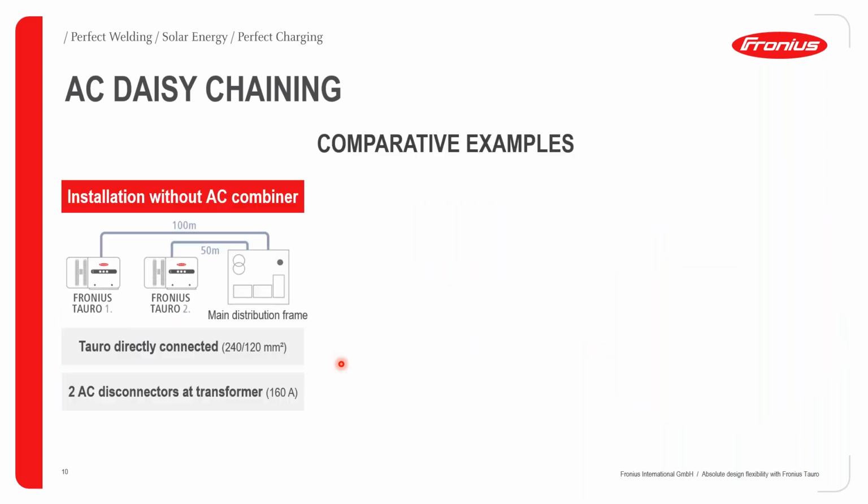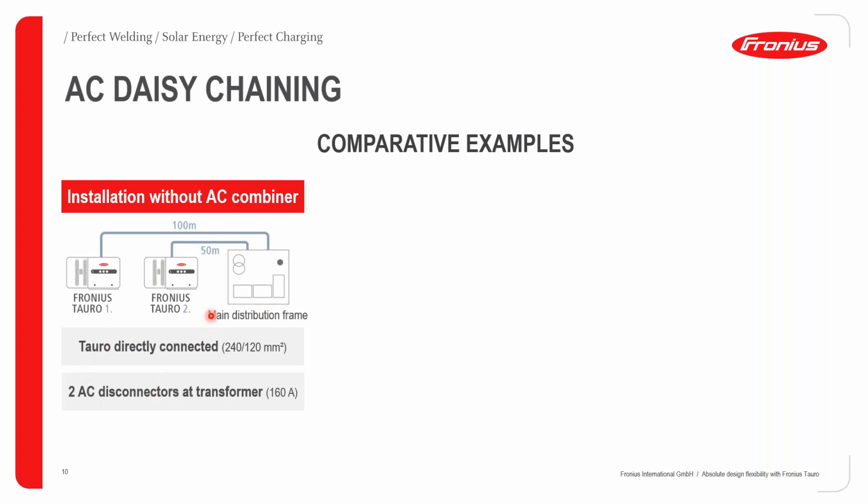Yeah, a short comparative example again to this AC daisy chaining. So I have 3 examples here. And the first one, as we can see here, is an installation without any AC daisy chaining solution and also without an AC combiner. This would actually also be an opportunity to simply use an external AC combiner. It's also not used here, so we have 2 devices. Let's call it 200 kW devices, and we are cabling them individually to our main distribution frame.